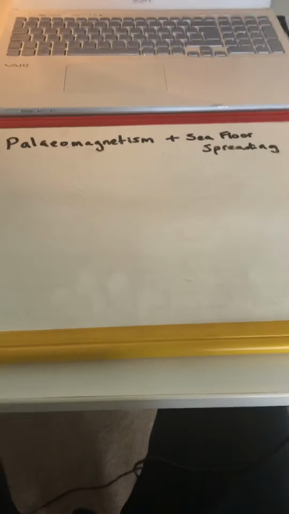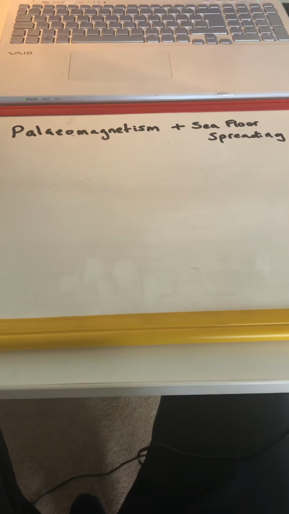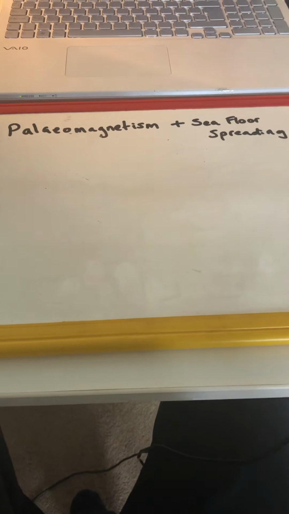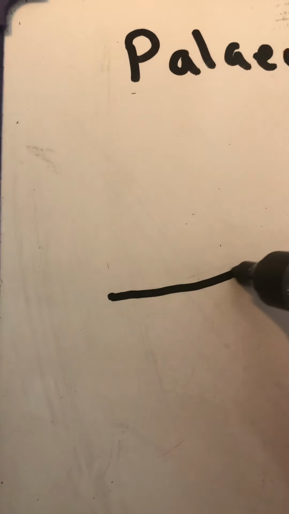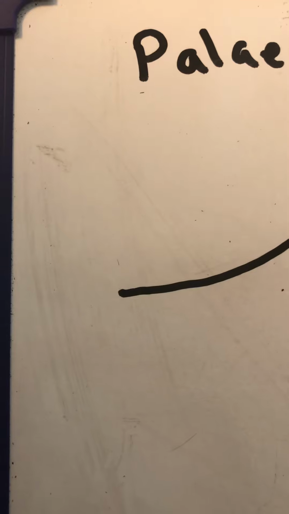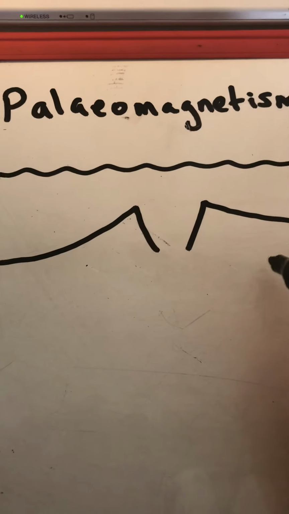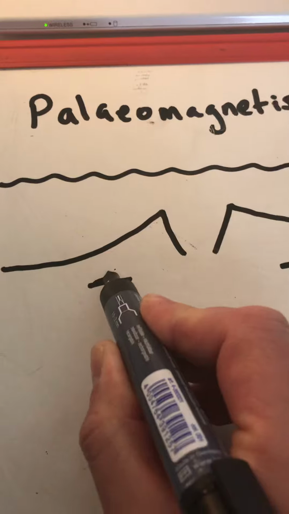Okay guys, this is paleomagnetism and seafloor spreading explained for GCSE geology. So if we take a mid-ocean ridge, and I'm just going to zoom in here, and we draw out what's happening at a mid-ocean ridge. This is obviously the ocean. At a mid-ocean ridge, you have the process of seafloor spreading.